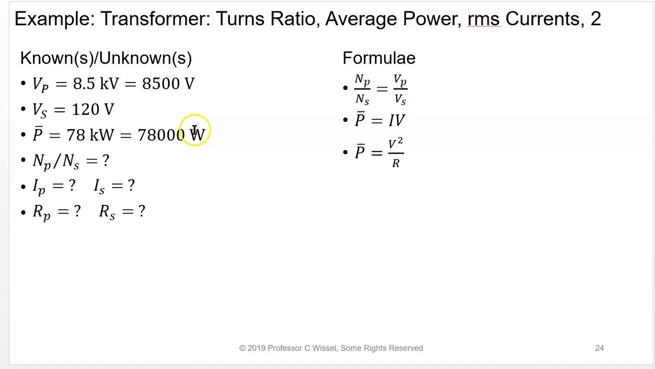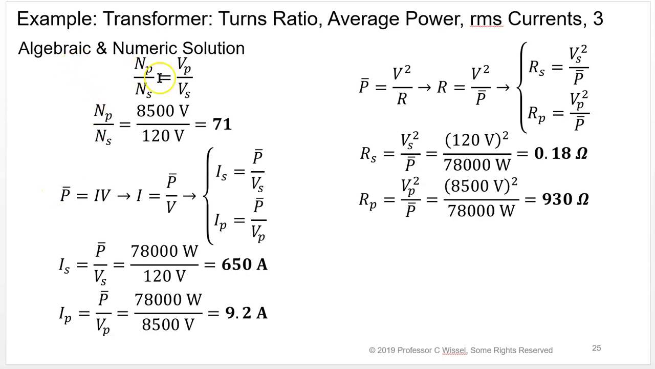We write down our knowns and unknowns. VP is 8.5 kilovolts, converted to SI, 8,500 volts. VS is 120 volts. The power is 78,000 watts, and we want to know NP divided by NS, IP, IS, RP, and RS. We can use the transformer equation, NP over NS equals VP over VS. We can also still use P equals IV, and we don't have to worry about a power factor because they said it was a purely resistive load. So the power is going to be V squared over R. And again, we don't have to worry about the power factor.